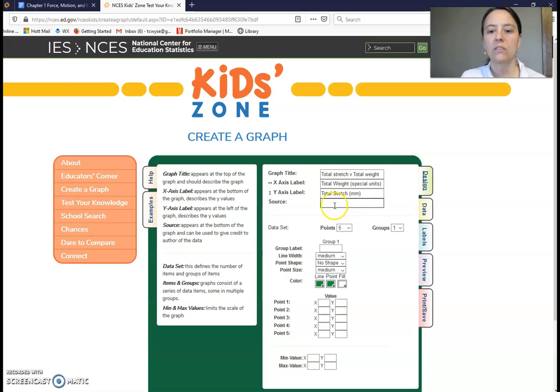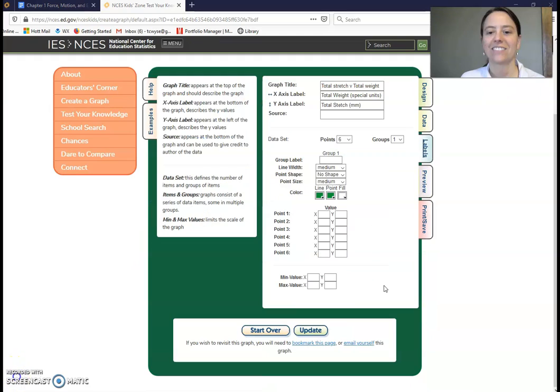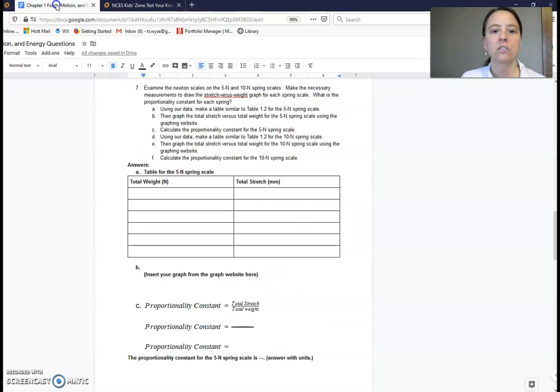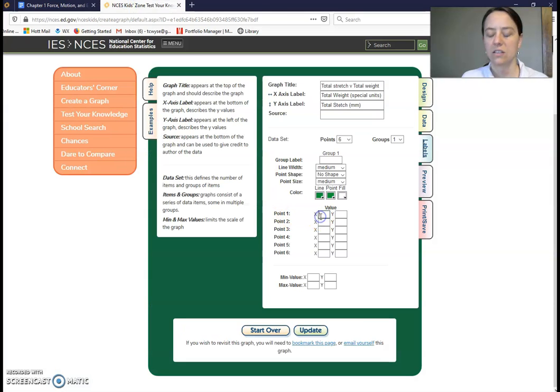I think we're going to leave source blank, and we're going to have 6 points. And now we can probably leave all this as is. And then our points are going to come from our table. So our point 1 is going to be our 0, 0. We'll enter that in there.